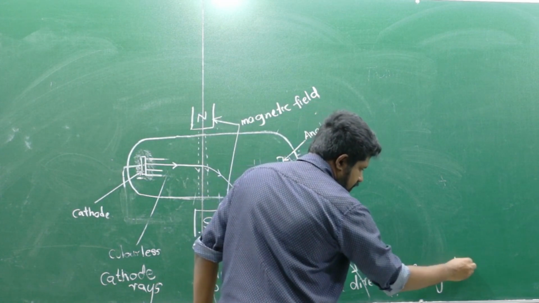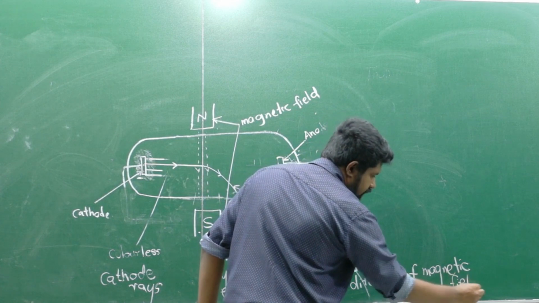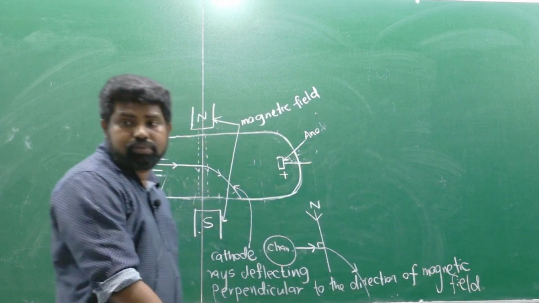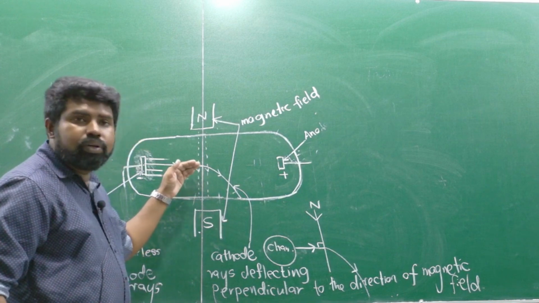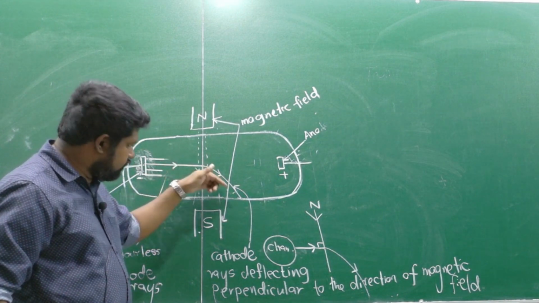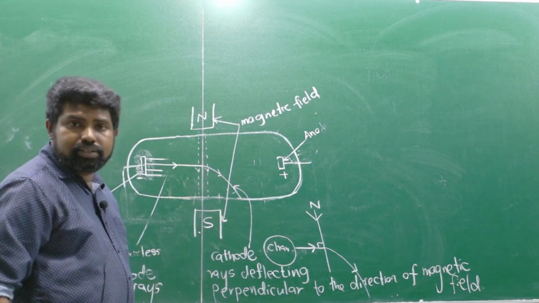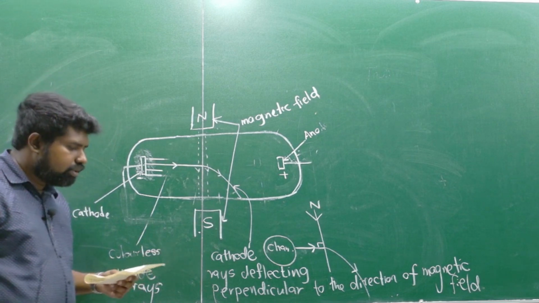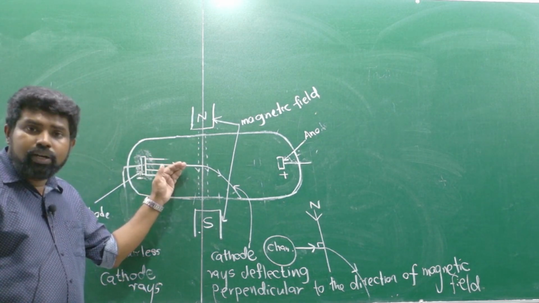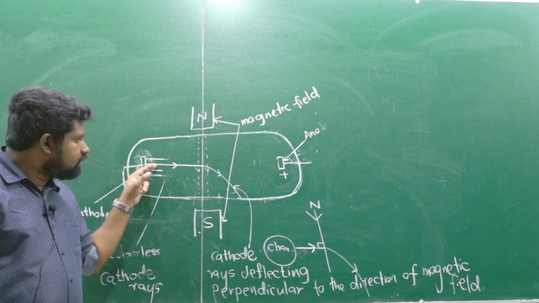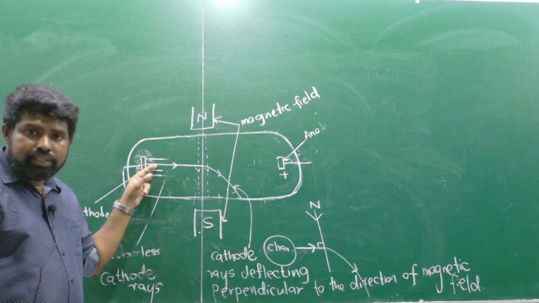So it's given by Fleming's left hand rule from your O levels physics. The deflection is perpendicular, so we cannot draw it in 3D, but we can draw it this way, in a perpendicular direction. Write down, listen: this happens only if the particles in the cathode rays possess any charge.